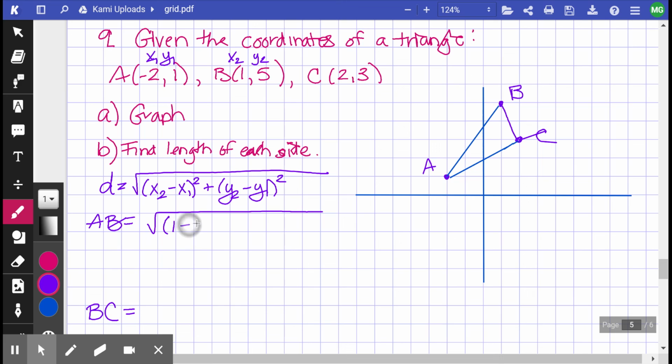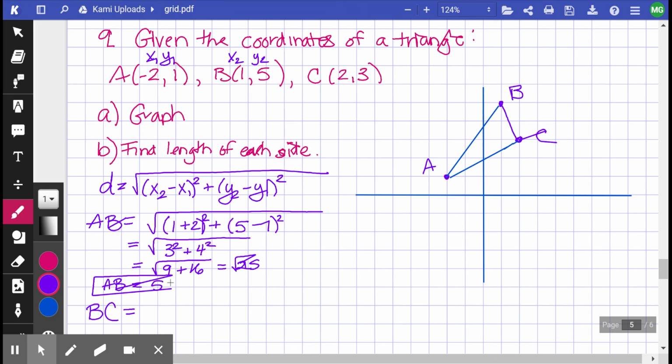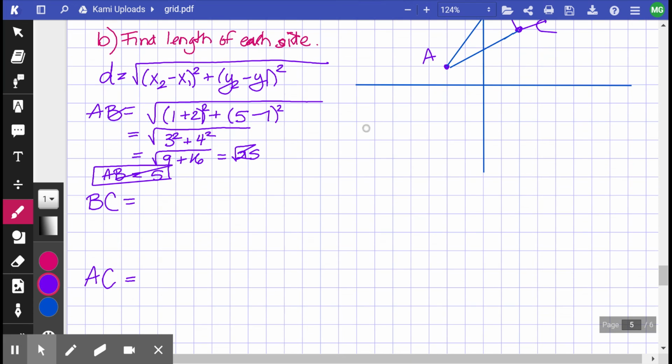So you've got 1 minus negative 2, so that'll become plus y sub 2 is 5 minus 1, quantity squared. So that would be the square root of 3 squared plus 4 squared. So that's 9 plus 16. Remember, you cannot separate a radical over addition, so we have to add those to get the square root of 25, which is 5. So AB equals 5. Okay, pause the video and find the other two.